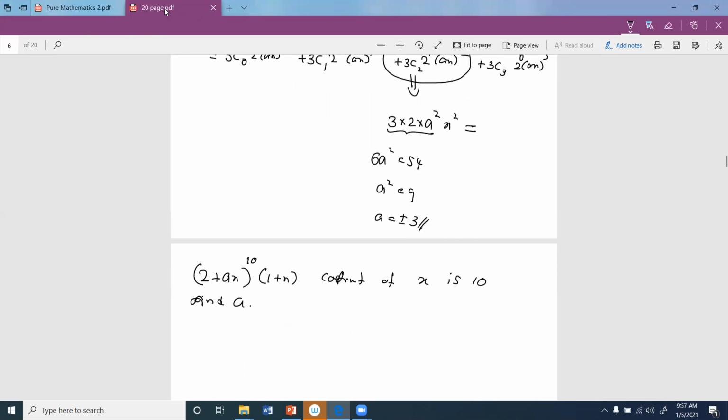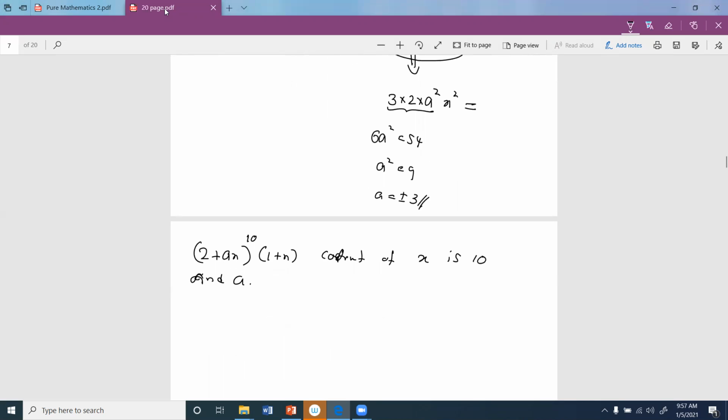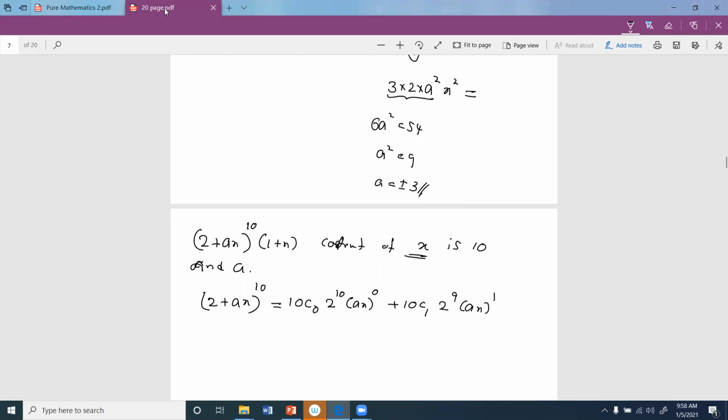Okay, then what we need to do is expand up to x to the power 1. That means you write the first couple of terms over here. In here even just writing the first two terms is enough. So you can say this is 10c0, then it comes up this way. Look at this. This is 2 to the power 10, and this is (ax) to the power 0. Plus then this one is 10c1, 2 to the power 9, (ax) to the power 1. We need the coefficient of x. Therefore, writing up to here is enough.